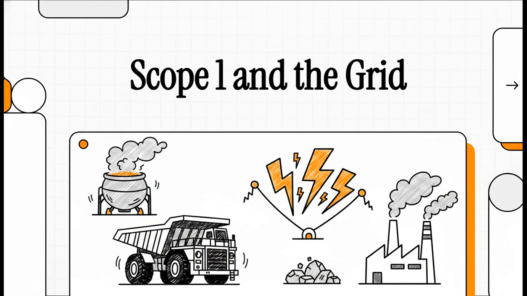Welcome to this explainer. Today, we're diving straight into one of the most critical and honestly most scrutinized areas of corporate sustainability reporting, the metals and mining industry. To put the sheer energy demands of this sector into perspective for a second, a single, massive mining haul truck can literally burn through hundreds of gallons of diesel fuel in just one shift.